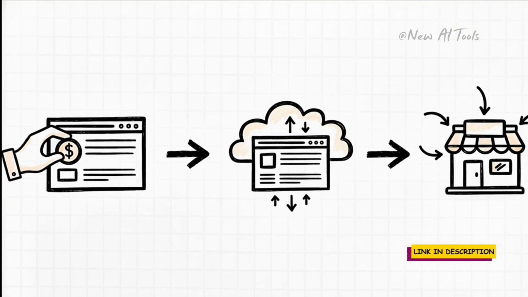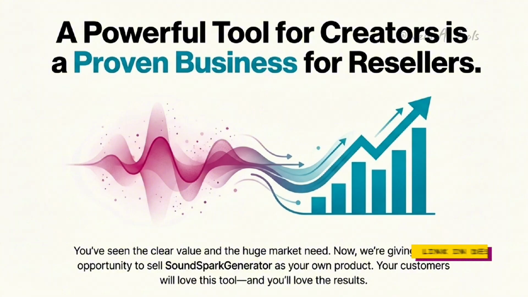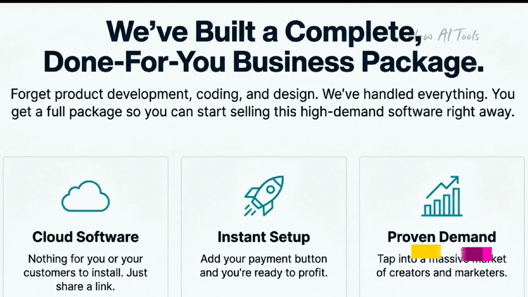And getting set up? It's designed to be so incredibly simple. You literally just add your own payment link, like from PayPal or Stripe, to the website they give you, upload it to your domain, and you are officially in the software business, selling a hot product with massive demand.